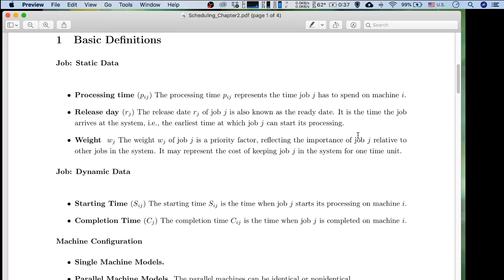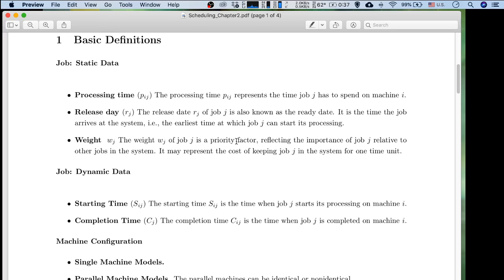This is the earliest time at which the job can start its processing. And here we also have another piece of information, w_j. The w_j is the priority factor reflecting the importance of the job relative to the other jobs in the system. So sometimes you can interpret it as the benefit.